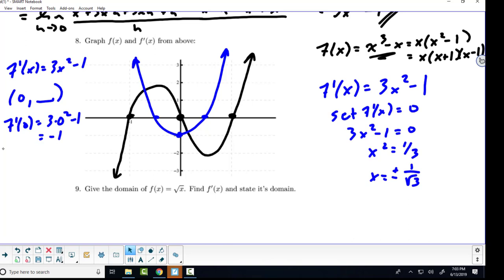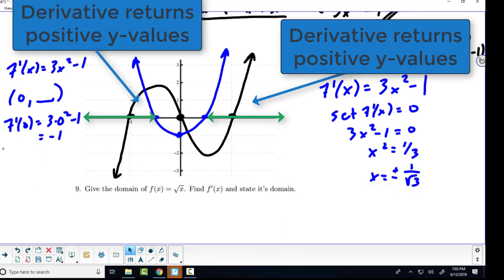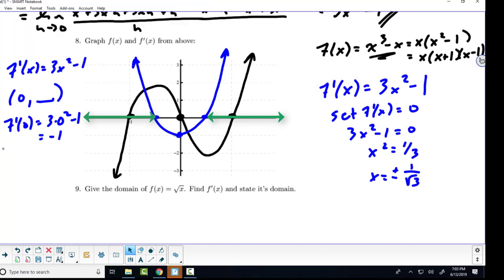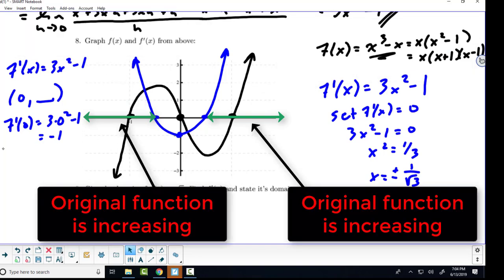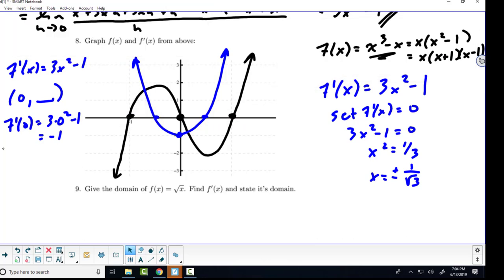Okay? The original function is colored black here. The derivative is colored blue. When the black function is increasing, the blue function returns positive values. When the function is increasing, meaning going uphill, the blue function outputs positive numbers. Because why? If you put slopes of tangent lines on here, what are the slopes of all these tangent lines? Positive. They're all positive. So blue, which outputs the slope of the tangent line at any given x value, should be returning positive numbers.